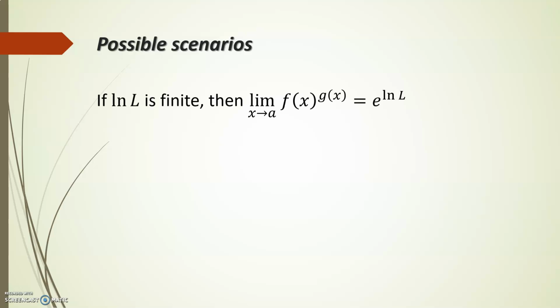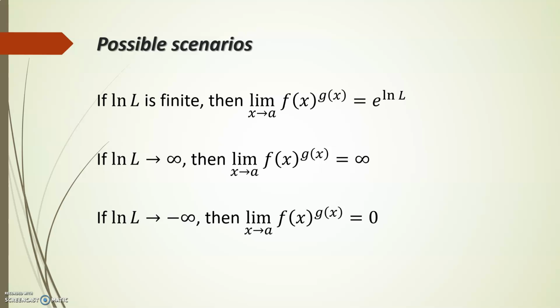Possible scenarios. If the ln of the limit is finite, in other words, if you get a number from the answer to ln of L, then the original limit will simply be equal to e to the ln of L. If the ln of the limit you have solved is infinite, it means the original limit itself was infinite. And if the limit that you have solved gives you minus infinity, it means that the original limit itself was 0.